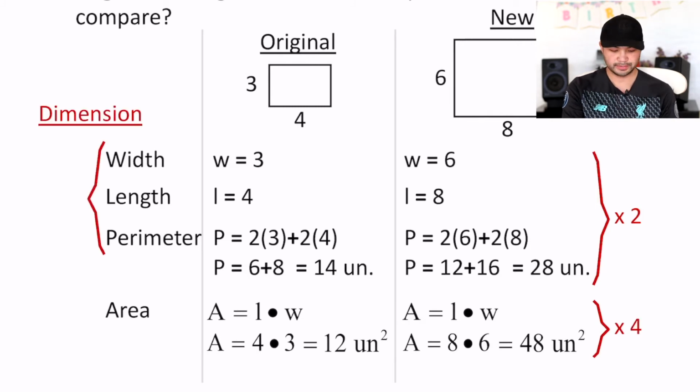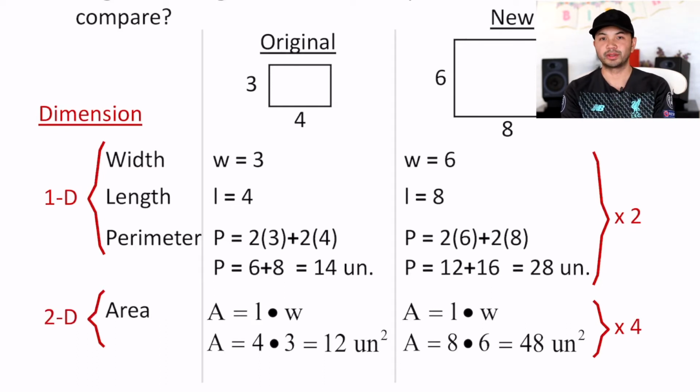Perimeter is one-dimensional. If it's the area, that's actually two-dimensional. Not only is the length multiplied by 2, but the width multiplies by 2 as well. So if it's times 2, you're actually going to have to square that multiplication factor.